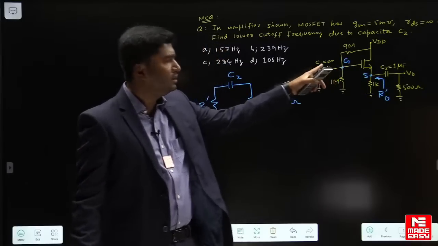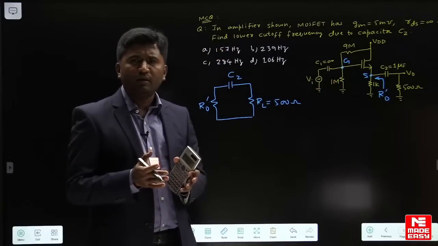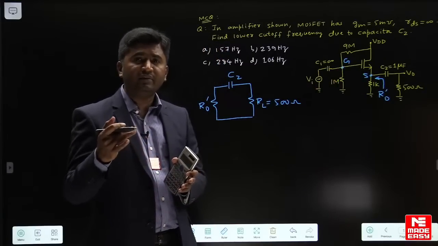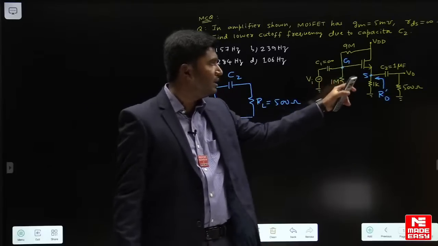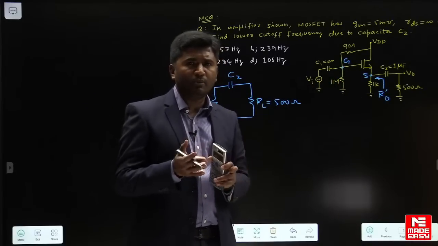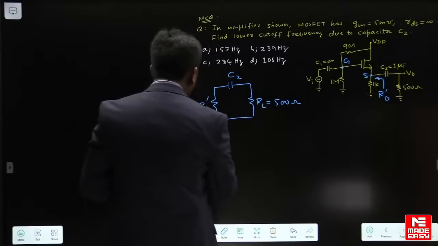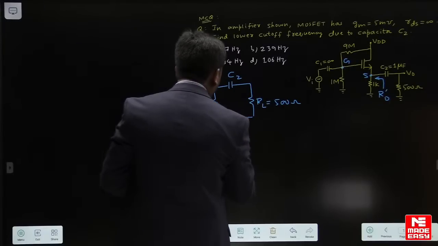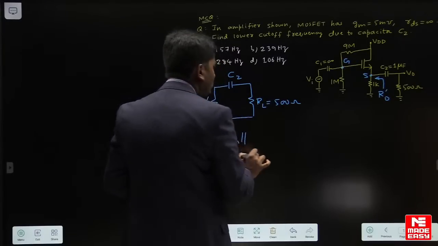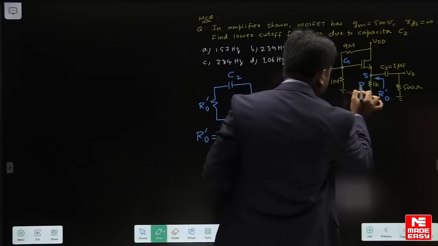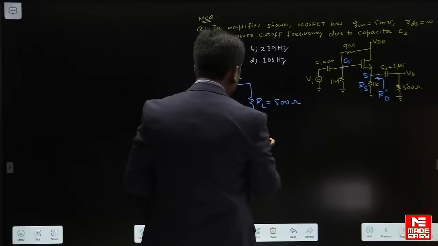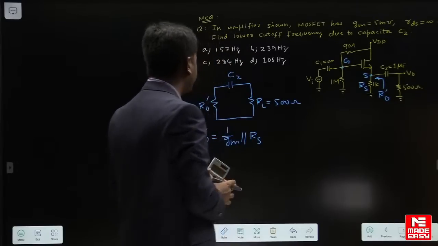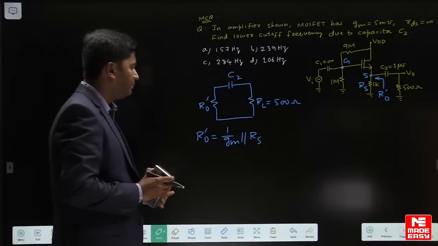You have to replace MOSFET with small signal model and then apply a test voltage Vx between source terminal and ground and calculate Vx upon Ix. That calculation part you carry out. You will get R0 dash as 1 upon Gm in parallel to this resistor, I write it as Rs. Okay, 1 upon Gm in parallel to Rs. This calculation you try out.